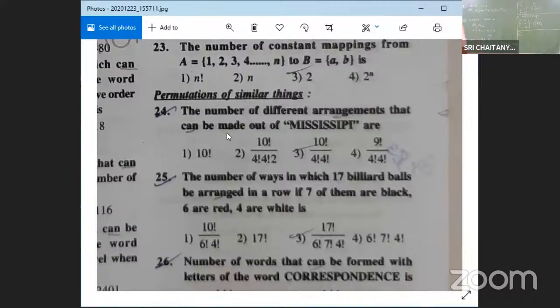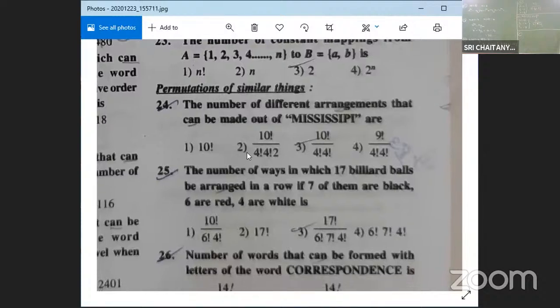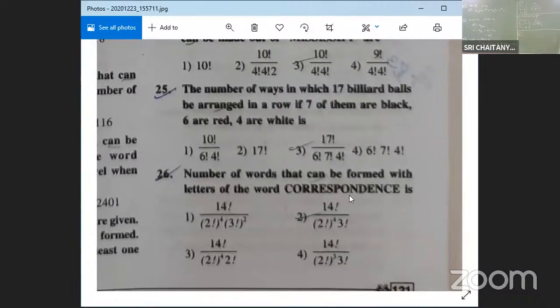Now problem number 25. In problem number 25, what has been given to you? Observe. I am scrolling down. It is visible to you all, I think, right? The number of ways in which 17 billiard balls can be arranged in a row if 7 of them are black. The total number of balls given to you, n, is equal to 17. The number of black balls is equal to 7. The number of red balls is equal to 6. The number of white balls is equal to 4. The required permutations are 17 factorial by 7 factorial into 6 factorial into 4 factorial.